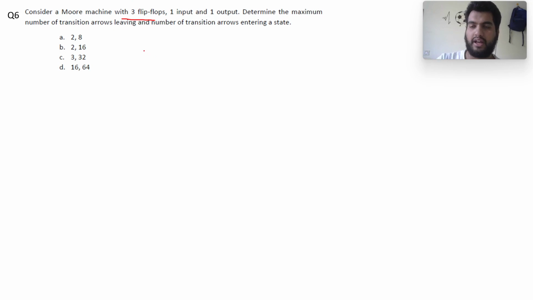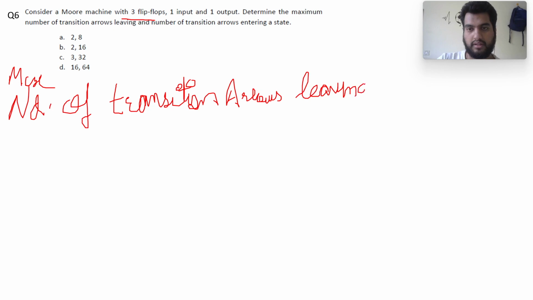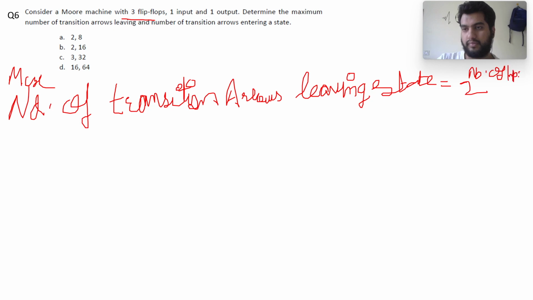The maximum number of transition arrows leaving a state is simply equal to 2 raised to the power number of inputs. So how many inputs are there? 1. So 2 raised to the power 1, that is 2.